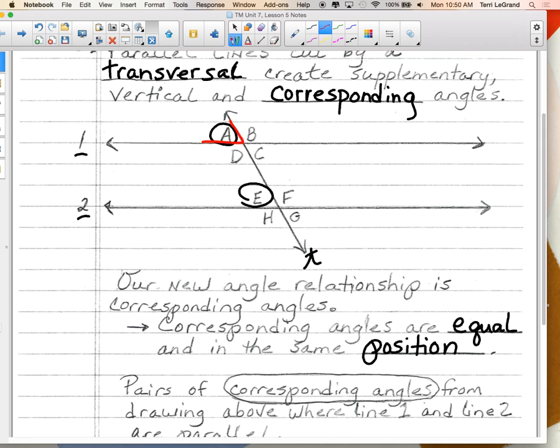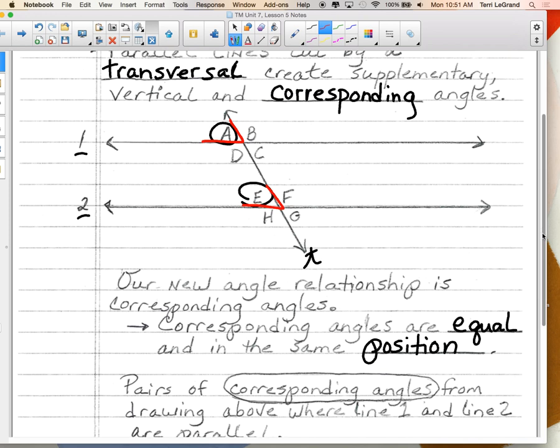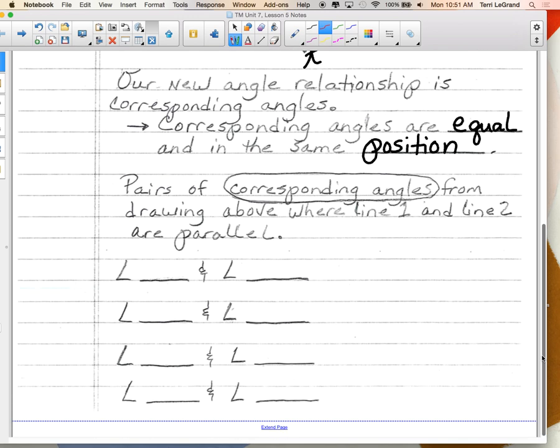This angle looks like this angle. Do you agree with me? Yeah. Okay. Find another pair of corresponding angles now. Another pair of corresponding angles. Okay? B. B and what? F. B and F. Do you guys agree with him? Yeah, B and F are in the same position. So we've got A and E, B and F.